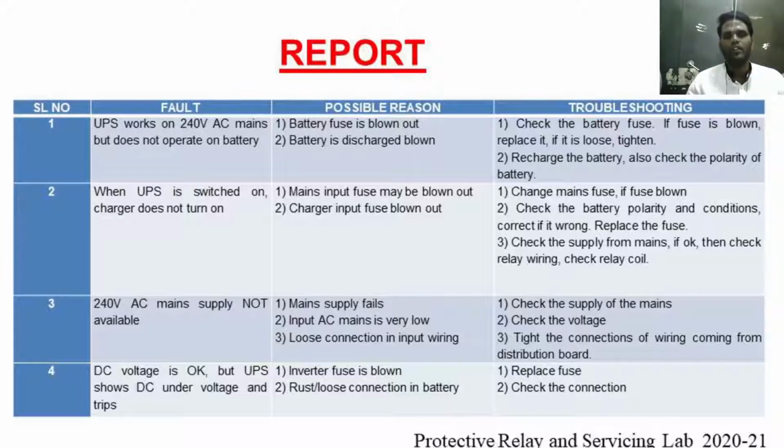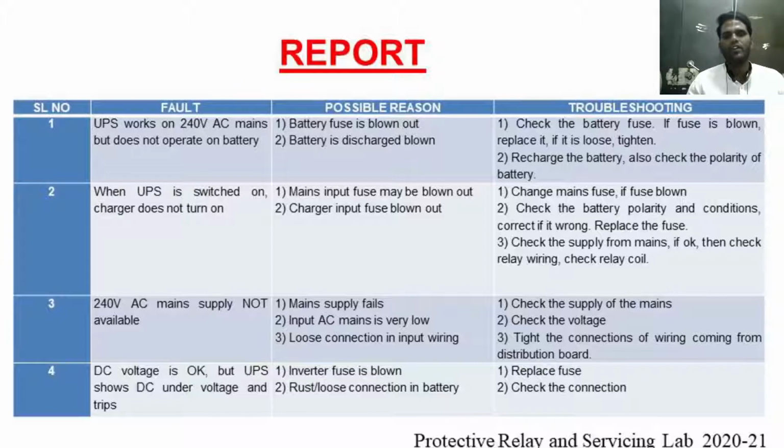The third one is that the 240 volt AC mains supply is not available. The reasons may be that the main supply fails, the input AC mains is very low, or there is a loose connection in the input wiring. These are the three possible reasons. The solution is to check the supply of the mains, check the voltage, and tighten the connections of the wiring coming from the distribution board if there is a loose connection.